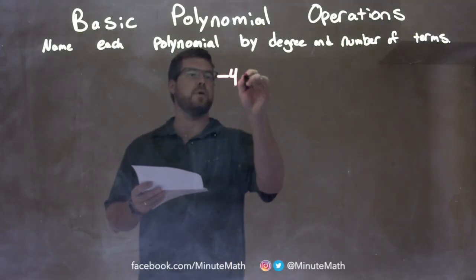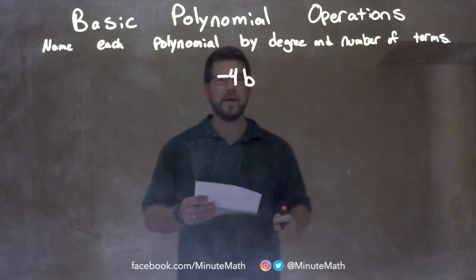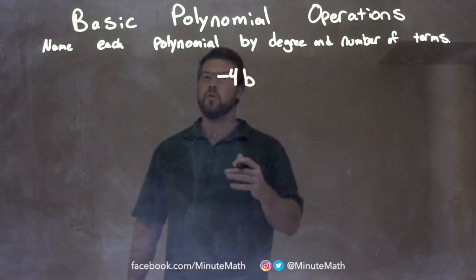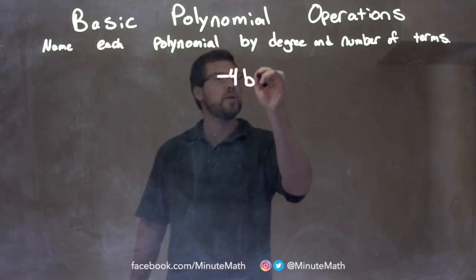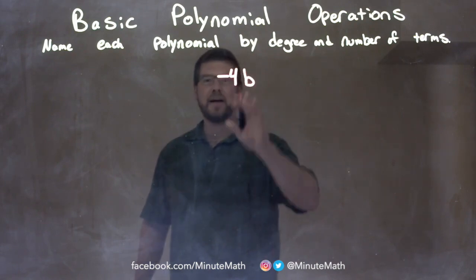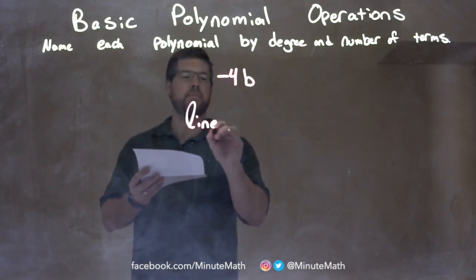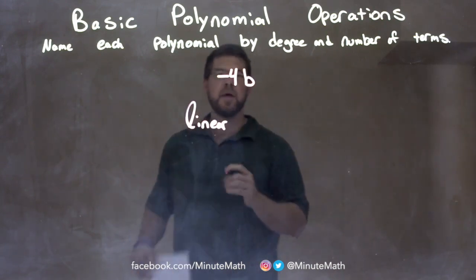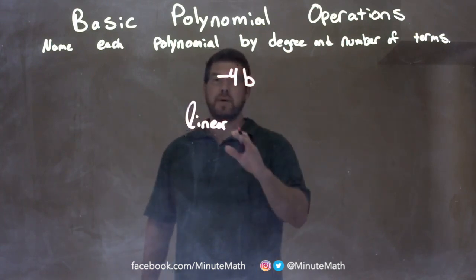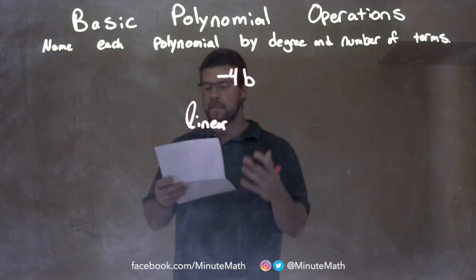Negative 4b. So we just have negative 4b. Our highest degree is the first thing I'm looking at here, and we have b to the first power. That's our highest degree, that is linear. So we have a linear. Now, how many terms do we have? Well, we have 1 term, so it's a monomial.